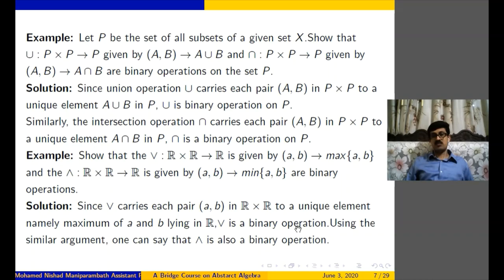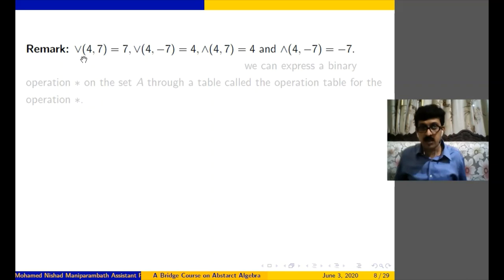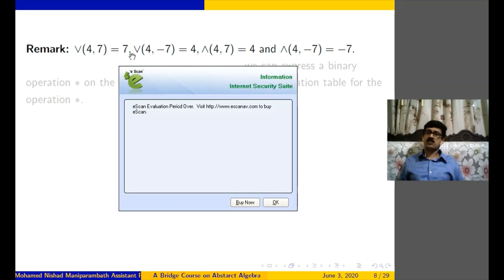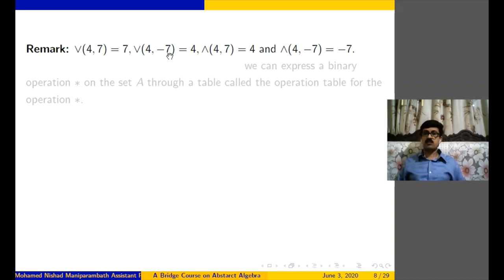Using a similar argument, we can say that meet is a binary operation, because meet carries each pair A, B in R cross R to a unique element, that is the minimum of A and B, which belongs to R. So both join and meet are binary operations as defined here. Just a remark: join of 4, 7 is the maximum of 4 and 7, which is 7. Join of 4 and minus 7 is the maximum of 4 and minus 7, which is 4. Meet of 4 and 7 is 4. Meet of 4 and minus 7 equals minus 7.